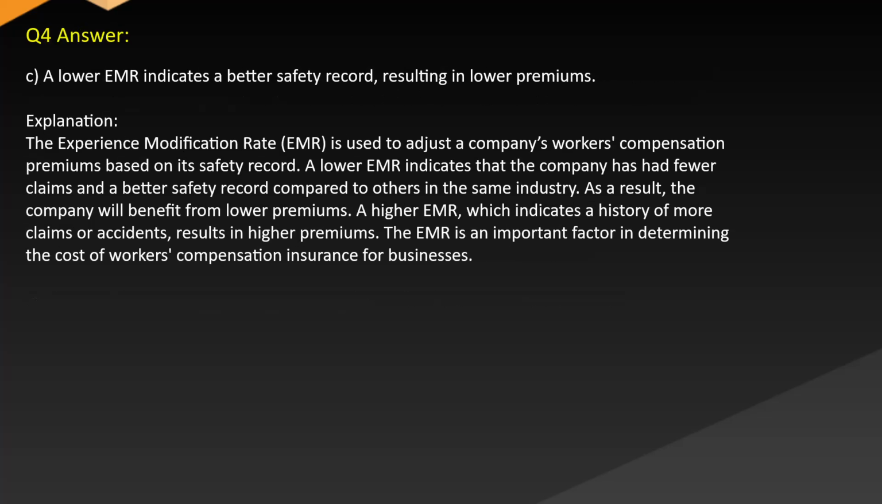Answer: C. A lower EMR indicates a better safety record, resulting in lower premiums. Explanation: The experience modification rate (EMR) is used to adjust a company's workers' compensation premiums based on its safety record. A lower EMR indicates that the company has had fewer claims and a better safety record compared to others in the same industry. As a result, the company will benefit from lower premiums.